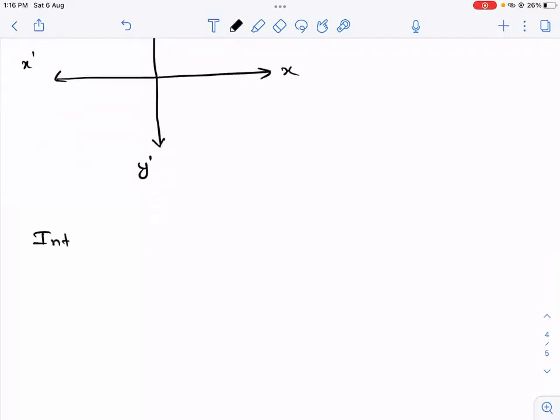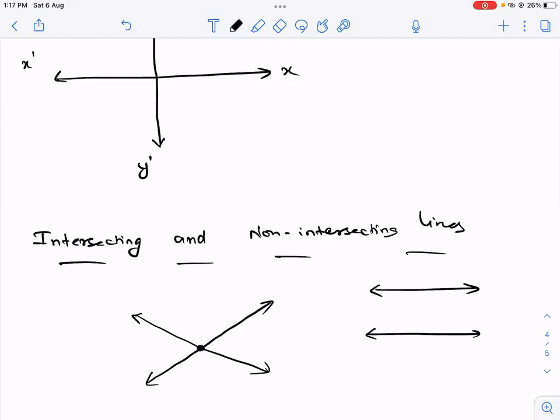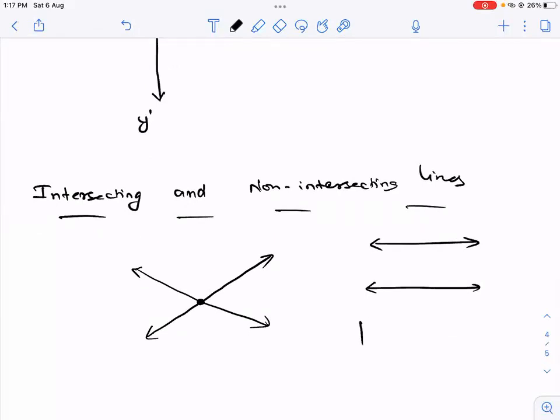So next is intersecting and non-intersecting lines. So obviously, what do you mean by intersecting? If they have a common point, you call them intersecting lines. If they do not have a common point, then you are going to call them non-intersecting lines. Generally, non-intersecting lines are parallel to each other, because those are the lines which will meet each other at which point? So parallel lines meet at infinity. Parallel lines meet each other at infinity.